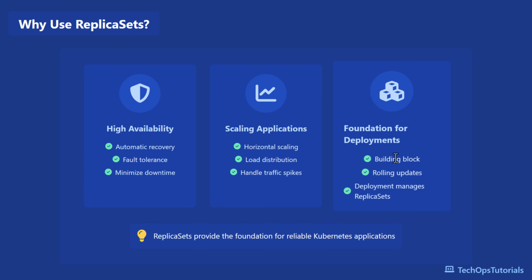Finally, foundation for deployments. ReplicaSets form the backbone of Kubernetes deployments. They are the building blocks for rolling updates and ensure that the deployment is managing your ReplicaSet effectively. In short, ReplicaSets give you a reliable and scalable foundation for your Kubernetes application, keeping things running smoothly and resilient to failures.